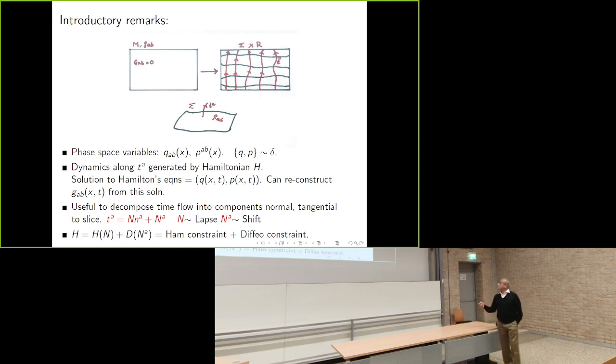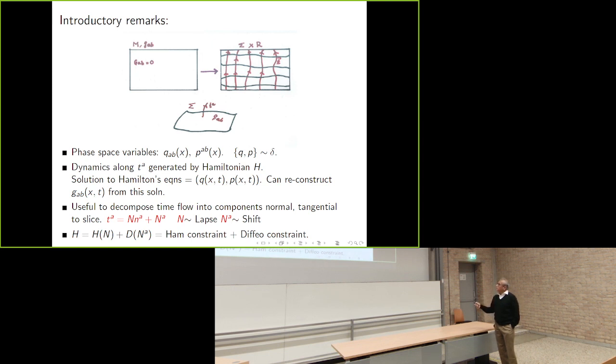There's a time evolution vector field on this space-time, and slices of constant time are all diffeomorphic to sigma. On each such slice, the space-time metric induces a spatial metric Q, and this Q serves as one half of the phase space variables. The other half is called P, and that encapsulates information about the extrinsic curvature of this slice as embedded in the ambient space-time.